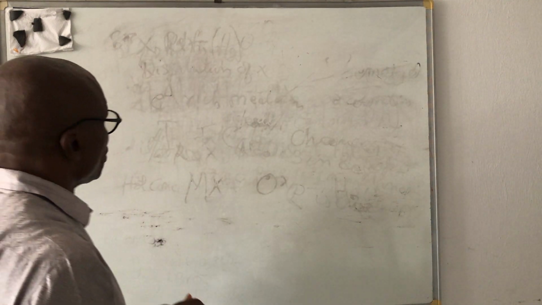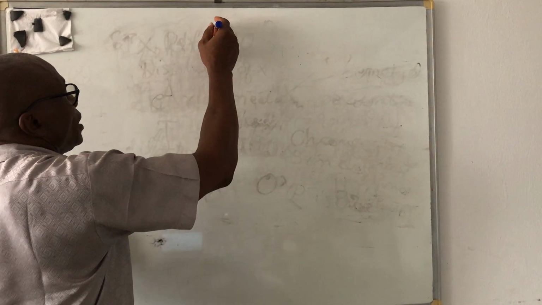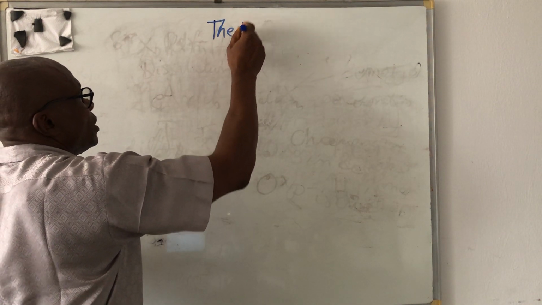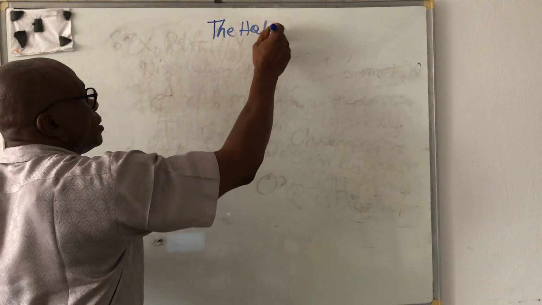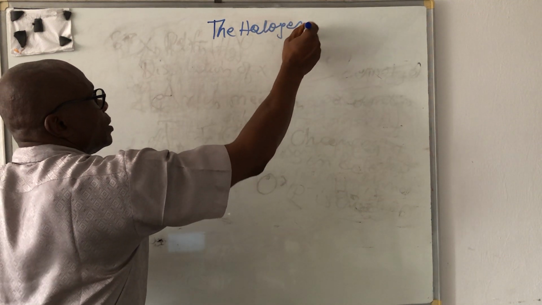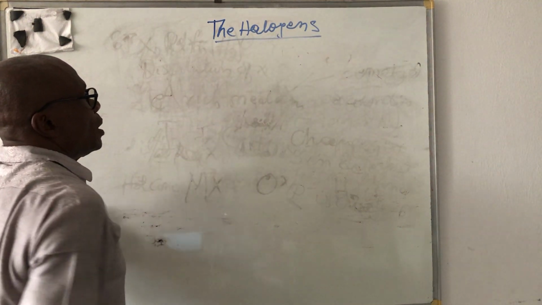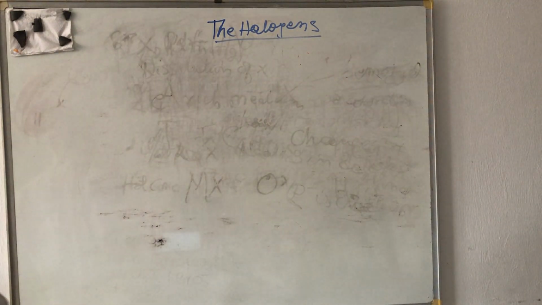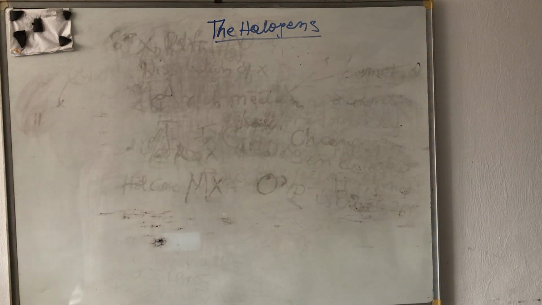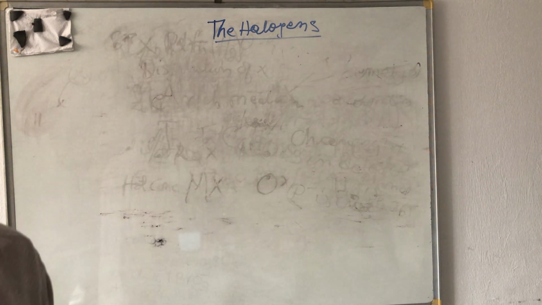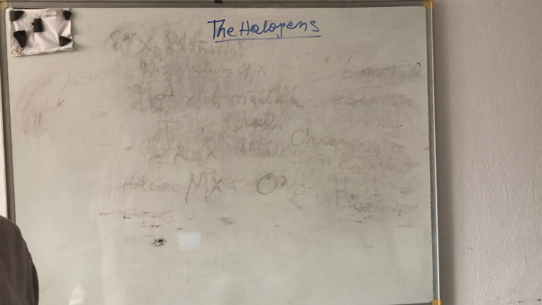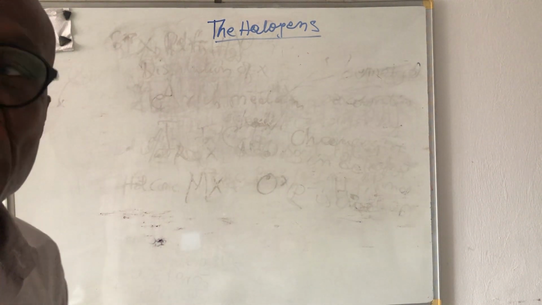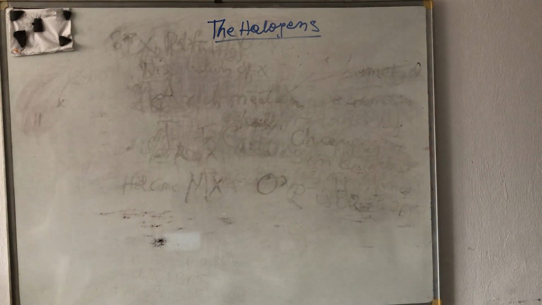Today we want to discuss the chemistry of the halogens. As you do know, halogens are members of group 7 in the periodic table. They are the next group of elements next to the noble gases.